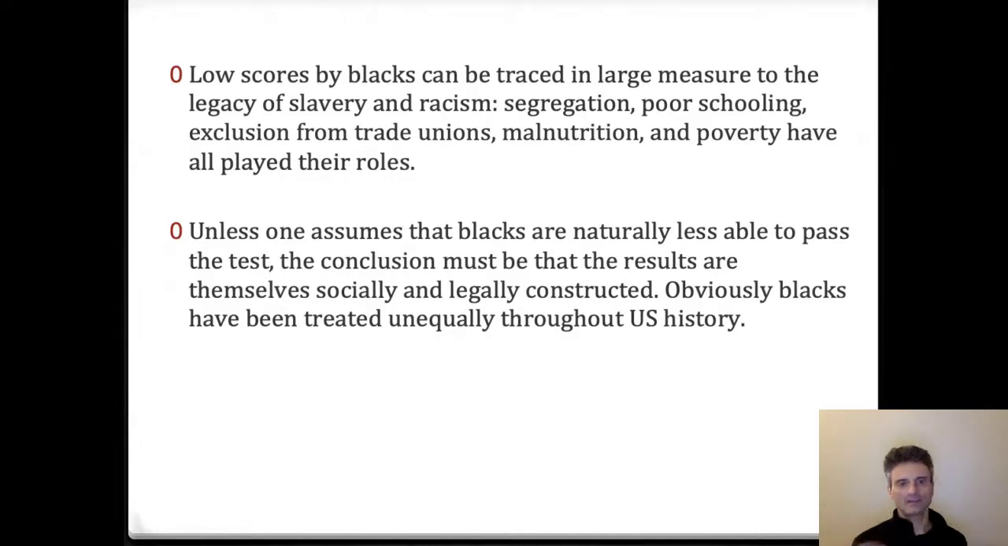In an egalitarian country like the United States, no one is going to say that some groups, whether it's blacks or whatever, greens or yellows or blues, are intellectually inferior. Okay. Then, if you don't accept that conclusion, then the only logical conclusion is that the results themselves are socially and legally constructed.